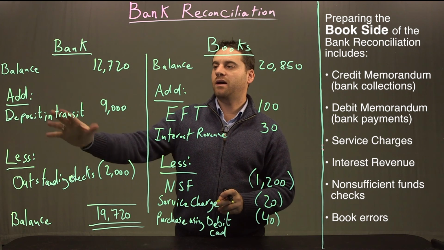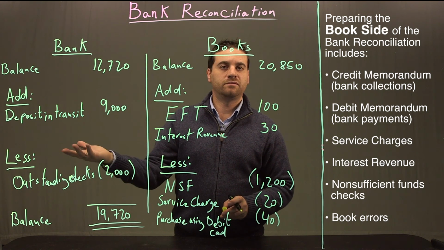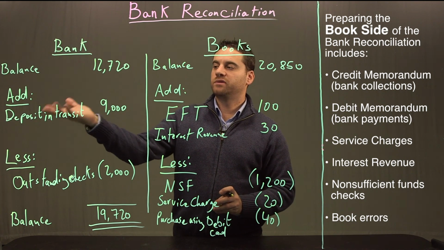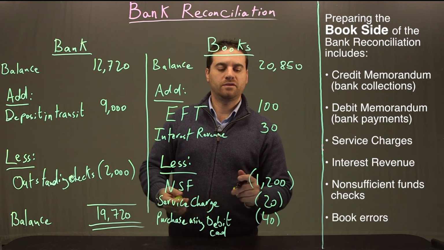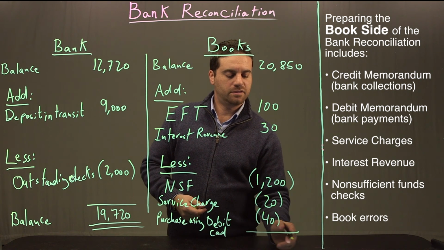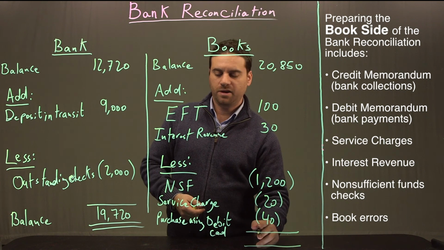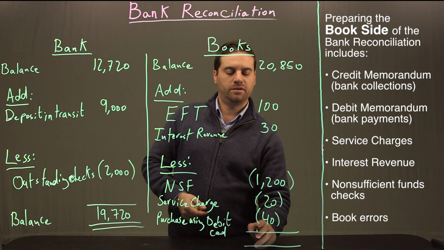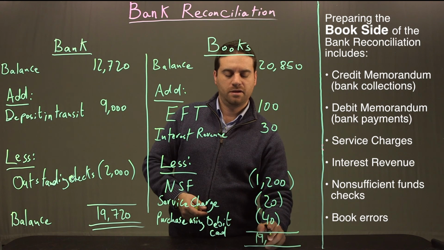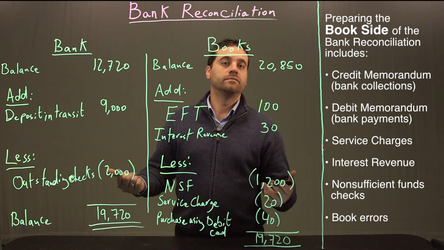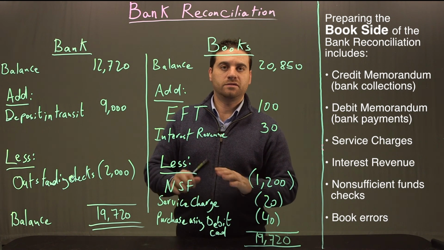Sometimes you don't need to add in one place because there's no, for example, deposit in transit. So it doesn't have to be all that, maybe some of it. So we find the balances, and if we add that plus those minus those three numbers, we get 19,720, and now those are balanced, and the bank reconciliation process is done.